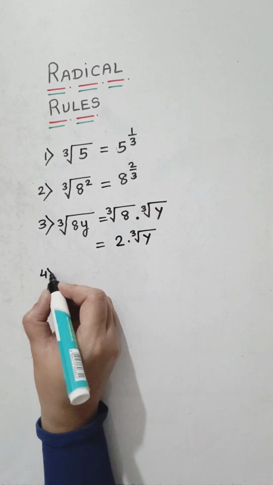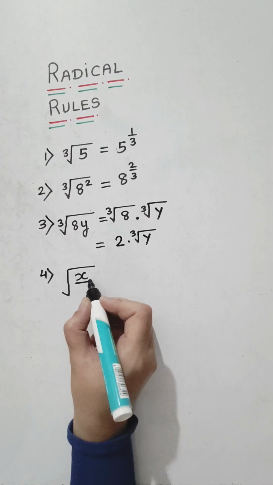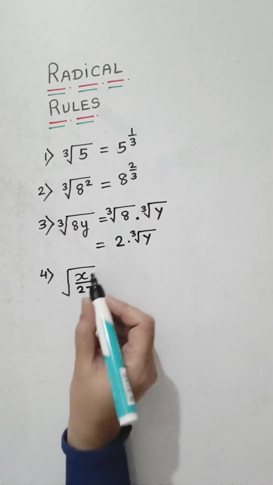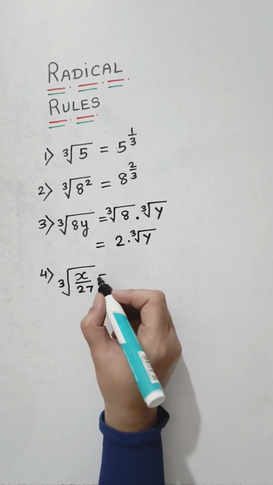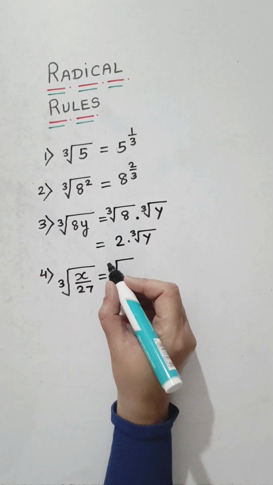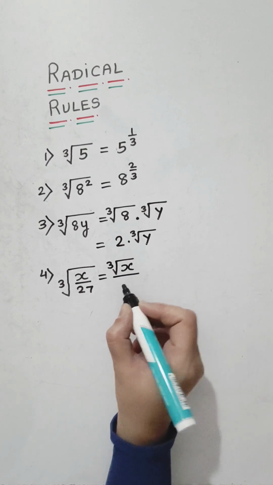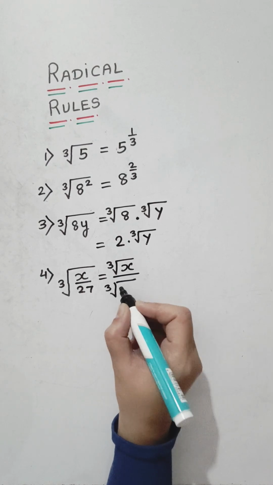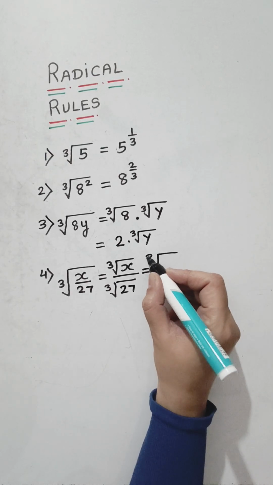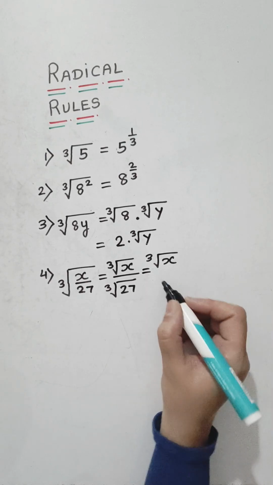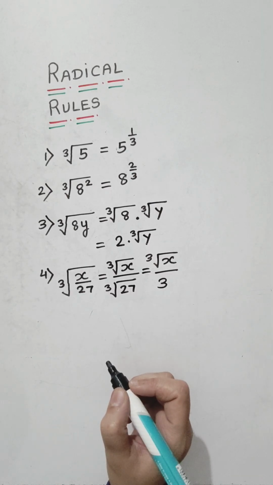Now the fourth example I'm going to take is x by 27 under the root, and this is the third root of this. So we can just separate it. This is third root of x in the numerator, third root of 27 in the denominator. The upper part is still the same because it is a variable. Here cube root of 27 is 3.